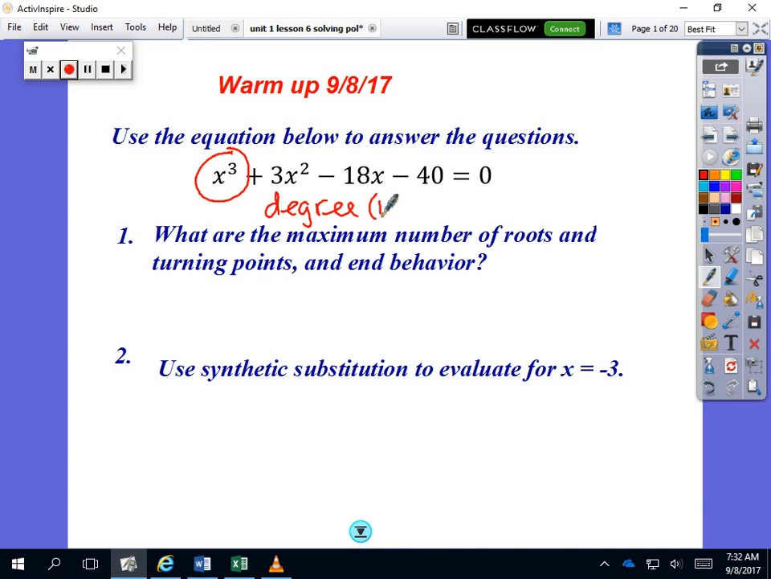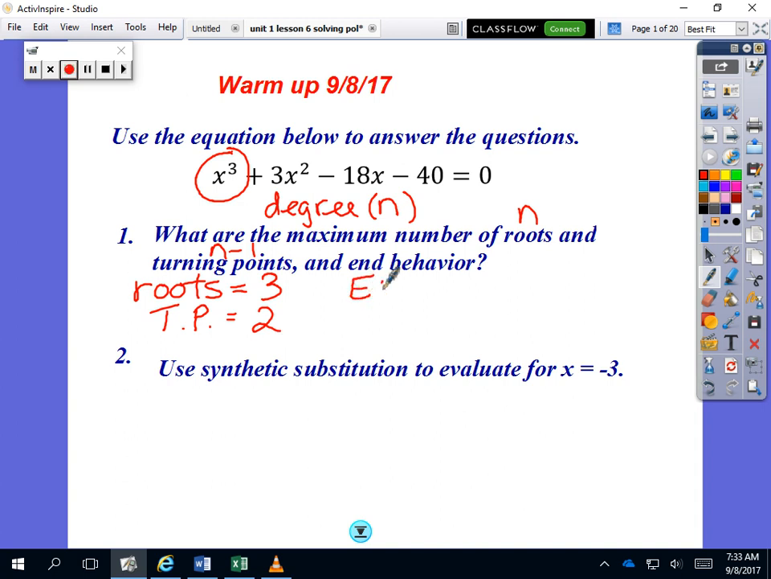which we use n for degree, is going to tell us the number of roots. So the number of roots is equal to n. So the maximum number of roots in this one is 3 because the degree is 3. And the number of turning points is just that n, the degree, minus 1. So turning points equals 2 because if n is 3, n minus 1 would be 2.